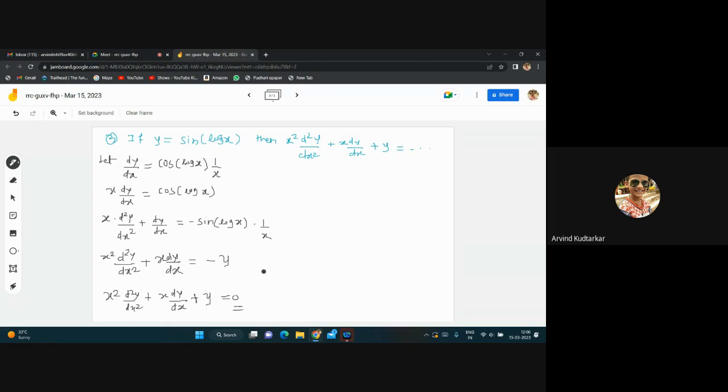Otherwise, if you are substituting the values of d square y by dx square, dy by dx and y, then what is the sum of all of them? It is 0. So it means we can get the value of that sum naturally by substituting the terms. So the value of this sum of differentials is 0. You are getting the value 0, so this will be the correct option. You have to select the correct option from the four options.